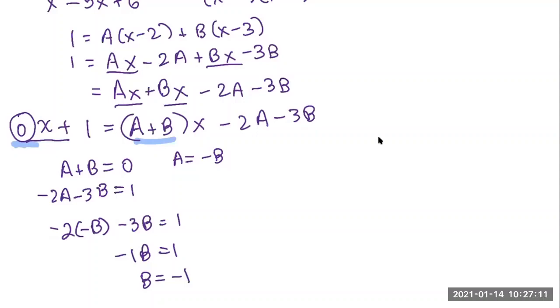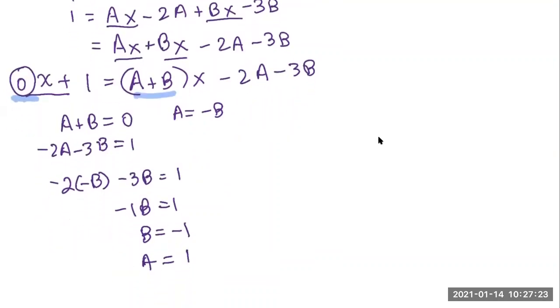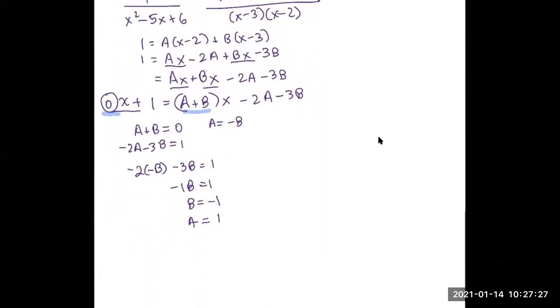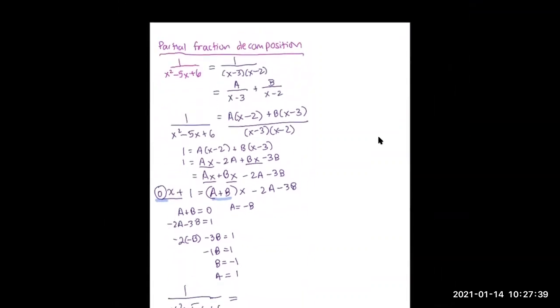Plug back into either one of the equations, either the top one or the bottom one. So A is then therefore equal to +1. Okay, so all of that work, by the way, this is the harder way to do the problem, but all of that work to say that initially, if I were to have the fraction 1 over x squared minus 5x plus 6, I can rewrite this as the, and I'm going to scroll back up and zoom in.